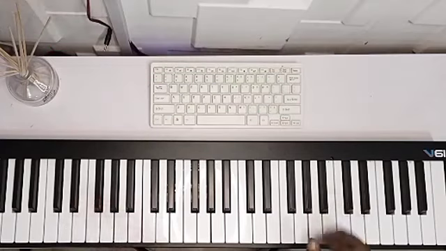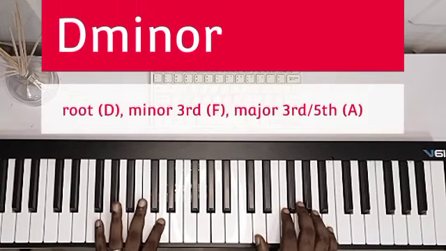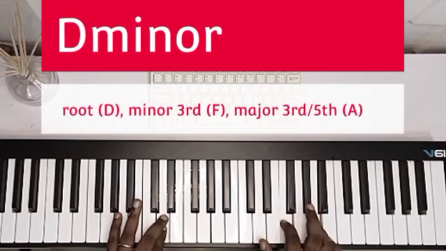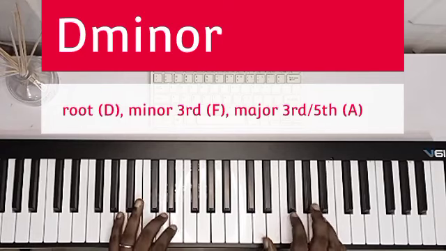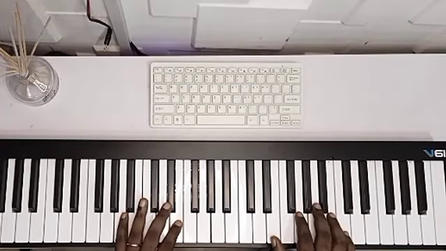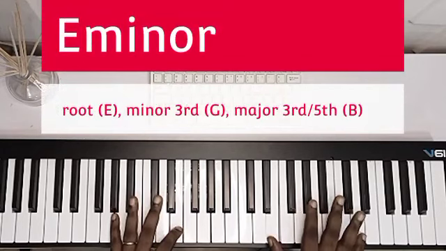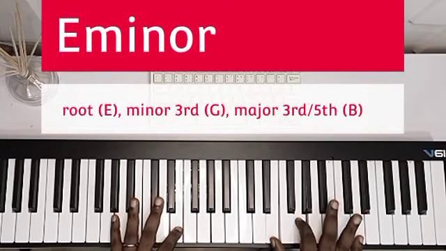So having gotten that, we can now go ahead and display the structure. So D, you have D, F, A. Now going to E, we have the same thing also. E, instead of a major third, bring it down to a minor third.